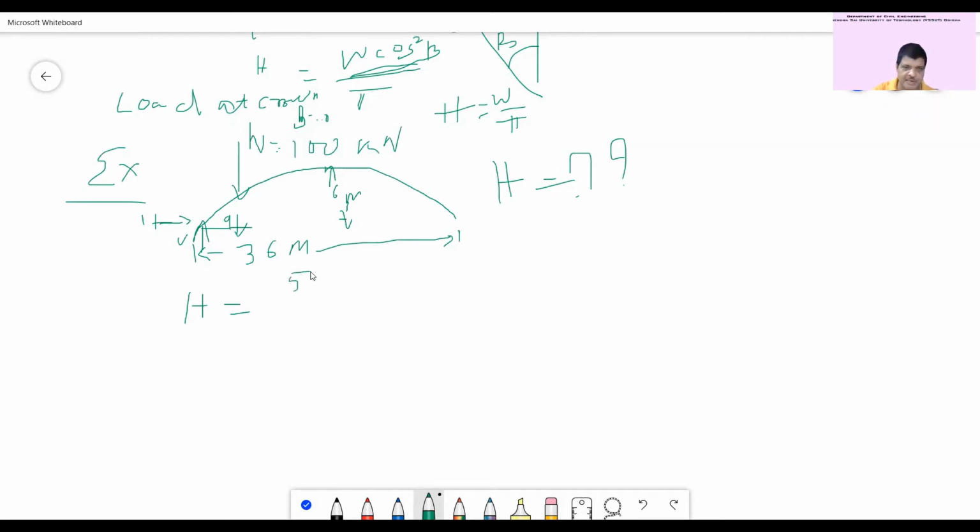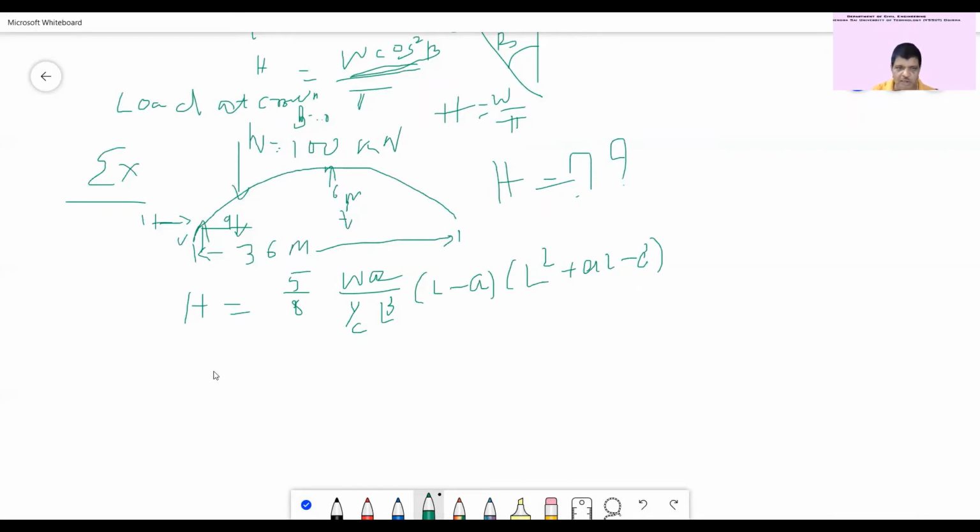Put in the equation. What is the value of H? 5 by 8. Write the equation 5 by 8 W into A by YC into L cube into L minus A into L square plus AL minus A square. So this is the equation we have obtained.